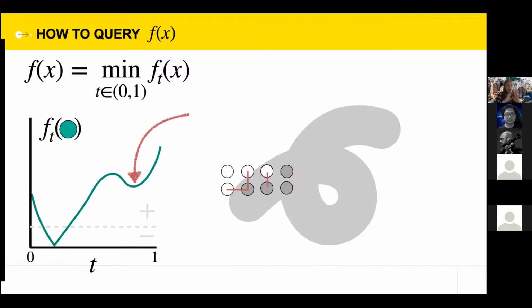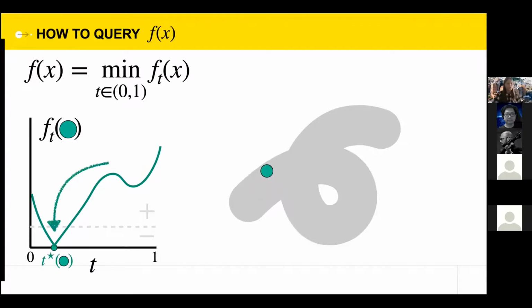Unless, and I know this is the second time I say this today, but imagine if I had an oracle that told me all of the information about this green point. So the oracle has told me what the function ft looks like at this point. The oracle has told me what the value of f is at this point, so whether we're inside or outside. And the oracle has even told me the time at which the minimum of ft happens for the green point. So that's this moment in time that we show on the left that we're going to call t star from now on. Okay, so let's assume that the oracle has given us all of that information.